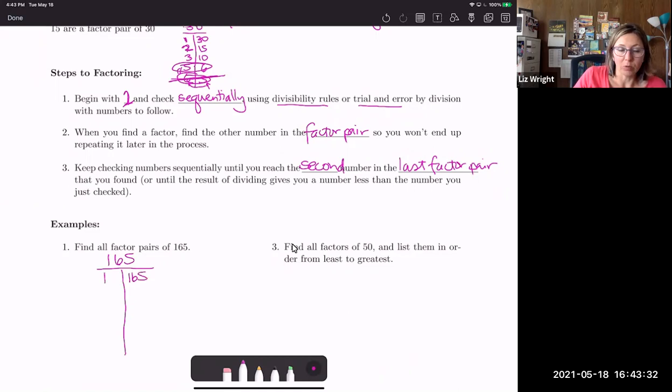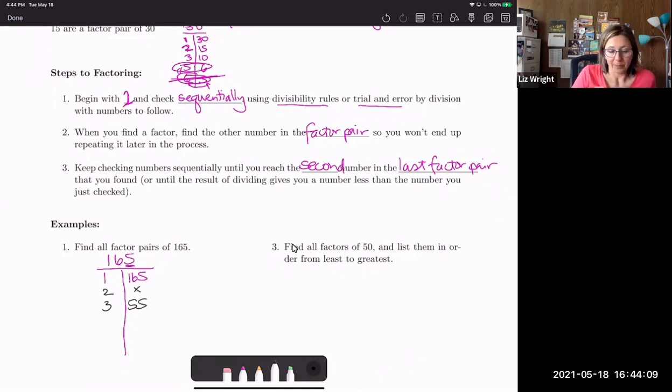How about 2? Well, it's not even, right? It ends in a 5, so it's not going to be divisible by 2. If you would like to, you're more than welcome to write 2 and then put an X or something there. Or you just move on and then you write 3. Or you just check 3 in your head and you say, all right, sum of the digits: 1 and 6 is 7, 7 and 5 is 12. Is 12 divisible by 3? Yes. So maybe you check quick. Okay, 165, let's do it. 165 divided by 3 is going to give us 55.